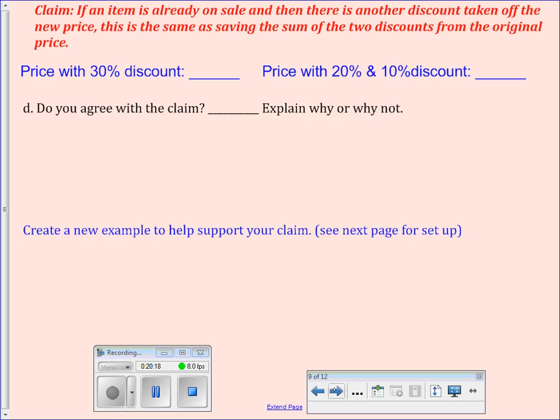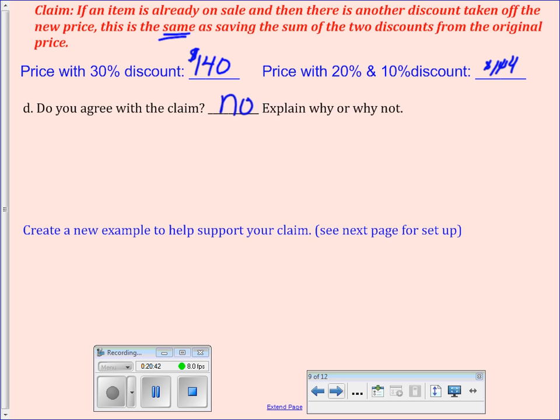Okay. So in summary, the price with the 30% discount was $140. The price with the 2 discounts was $144. So now, do we agree with that claim? No, because they said it's the same. So the claim was false.